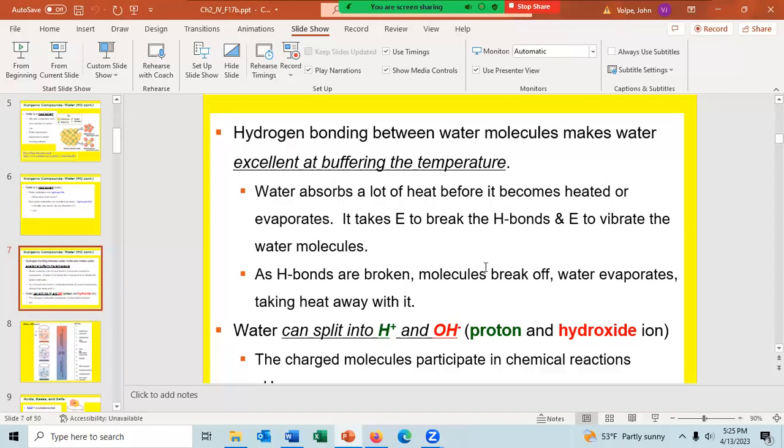Now, something like oil, which does not form hydrogen bonds, can only absorb the energy by the molecules vibrating and moving around. Oil does not have hydrogen bonds. And so when you give the same amount of energy to oil as you give to water, the temperature of the oil will rise much greater than the temperature of the water. Any question about any of that?